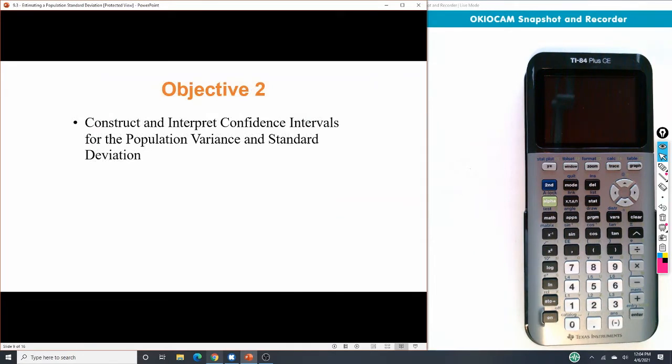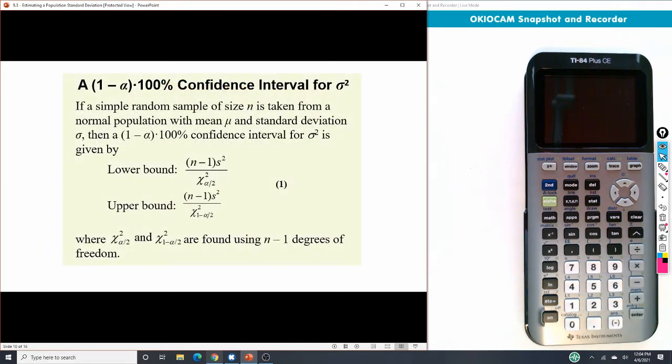All right, now what about constructing confidence intervals for these? For sigma squared, which is our variance, we have this formula for our lower bound and upper bound. Now there is no shortcut on the calculator. We're going to have to just know these formulas, so we'll work through those pieces, okay?